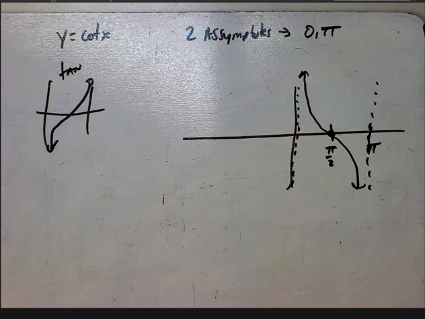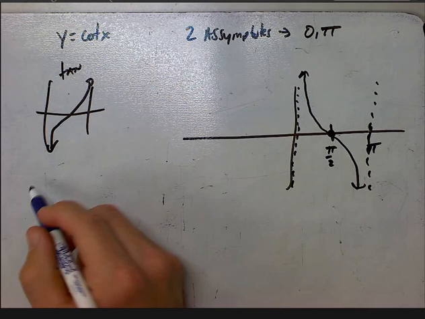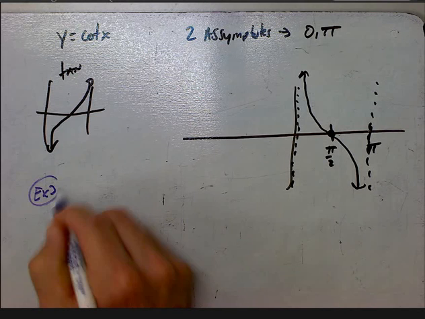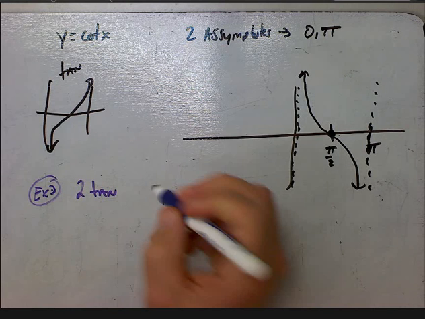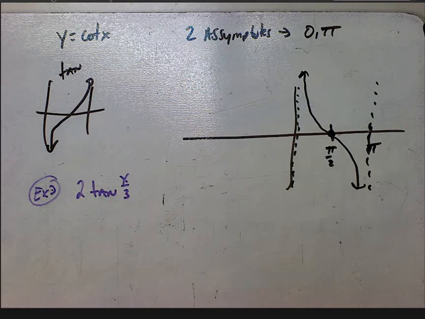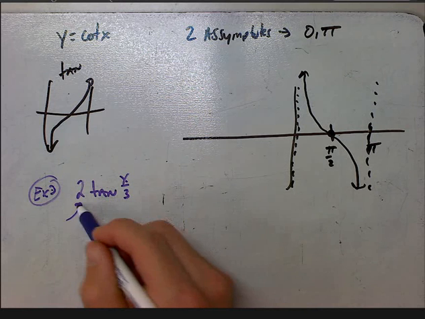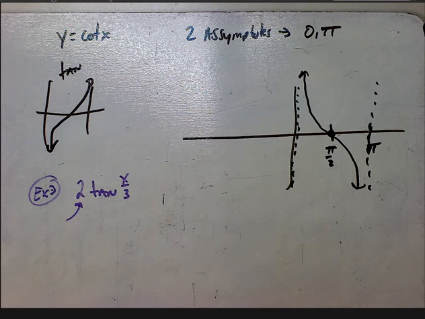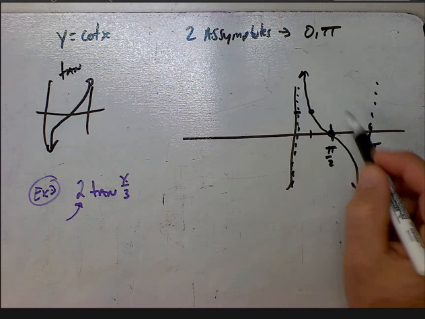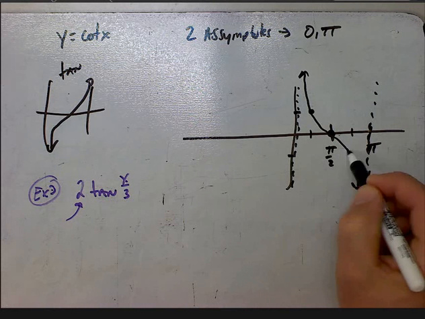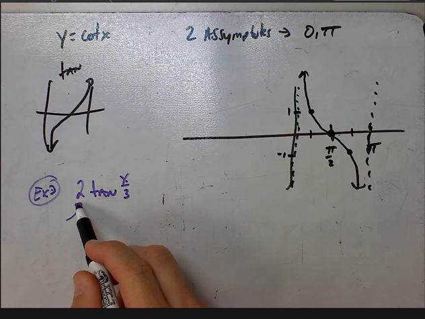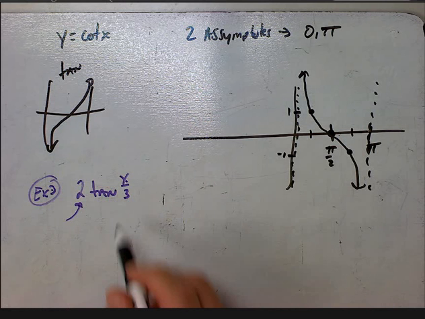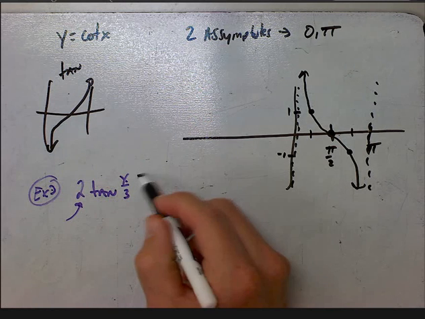Okay? Example 3 says graph 2 times the tangent of x over 3. Well, we know this changes the amplitude. Instead of an amplitude of 1, where halfway between it's going to be 1, and halfway between it's going to be negative 1, halfway between the 0 and the asymptote is going to be at 2 this time. And this number right here changes the period width.